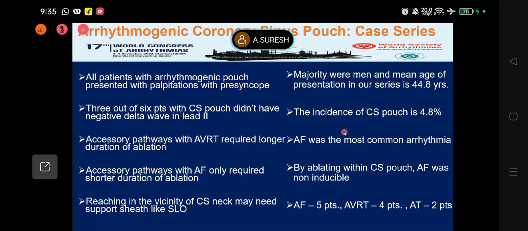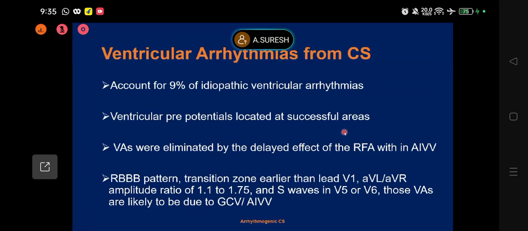Coming to the last part of my talk, the ventricular arrhythmias from the coronary sinus. It accounts for 9% of the idiopathic ventricular arrhythmias. In this subset of patients, there are prepotentials located at the successful areas, and the ventricular arrhythmias are eliminated by delayed effect of the RFA within the AIV.